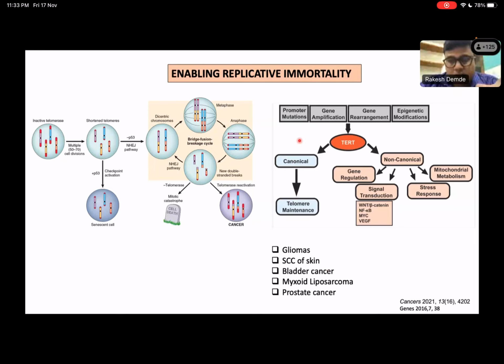So this is the first important function, maintaining the telomere length. The other supporting role which TERT also has is that it will modify the function of signal transduction pathways. It will regulate genes. It will also have a role in mitochondrial metabolism. So apart from maintaining telomere, it has supporting roles in other functions which give the cancer cell an edge to proliferate or replicate n number of times. So this is an important hallmark where the TERT gene has a role to play, and it is commonly seen in gliomas or CNS tumors.